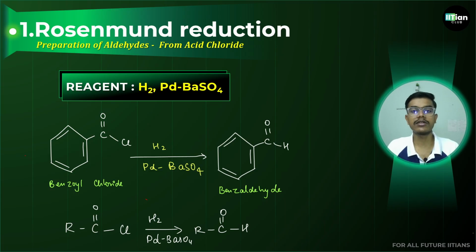This is the preparation of aldehydes from acid chloride, and the reagent is H2 and Pd, palladium on barium sulfate. This is used as the poison to avoid further reduction of the aldehyde. You can see that benzoyl chloride is getting converted to benzaldehyde over there.